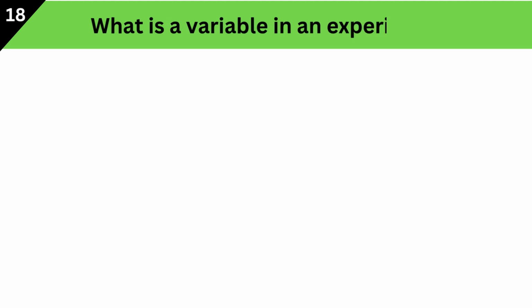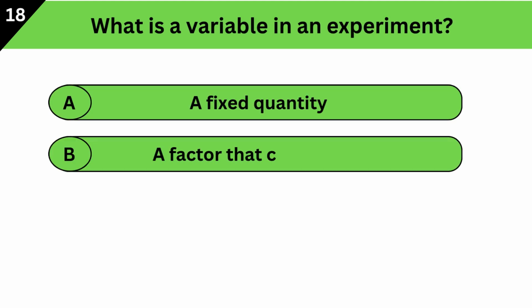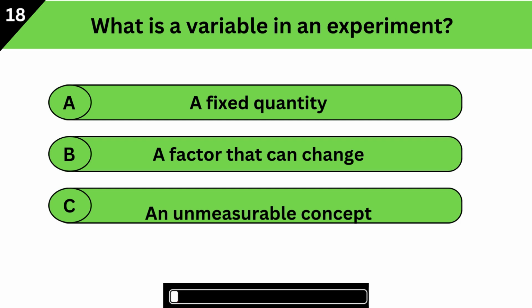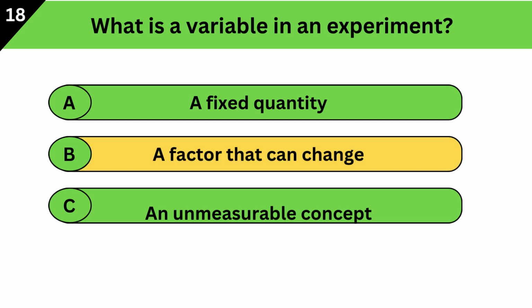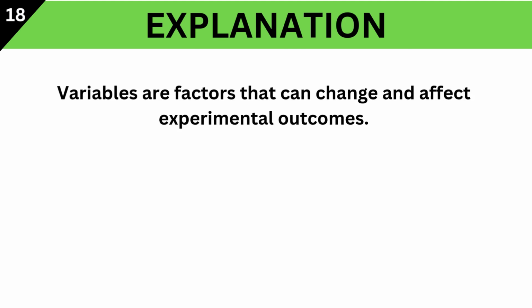What is a variable in an experiment? Option A, a fixed quantity. Option B, a factor that can change. Option C, an unmeasurable concept. Correct answer. Explanation. Variables are factors that can change and affect experimental outcomes.